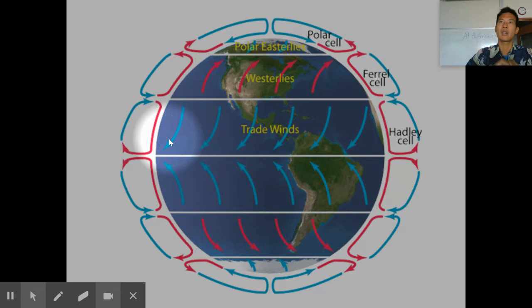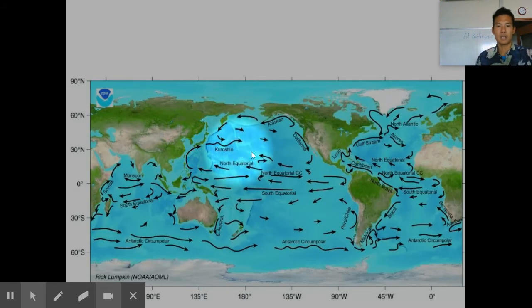If you guys face the ocean and feel where the wind comes from, most of the time our winds come from the northeast. Here are the ocean currents that are generated. Now here's what you really have to take note of.